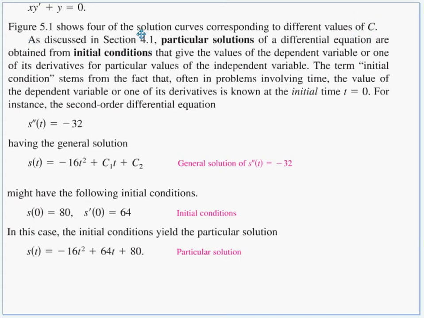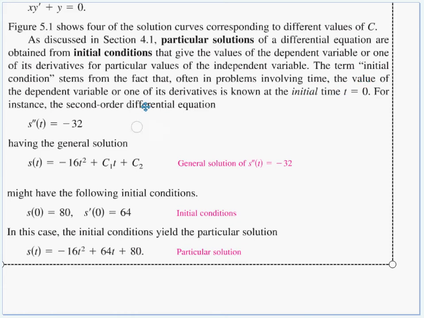As we discussed back in 4.1, particular solutions of a differential equation are obtained from some initial condition that gives the values of the dependent variable or one of its derivatives for particular values of the independent variable. The term initial condition stems from the fact that often in problems involving time, the value of the dependent variable or one of its derivatives is known at the initial time, time 0.